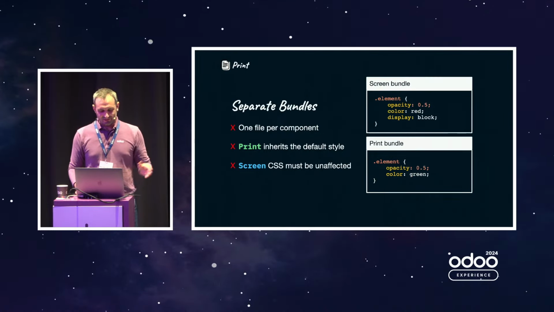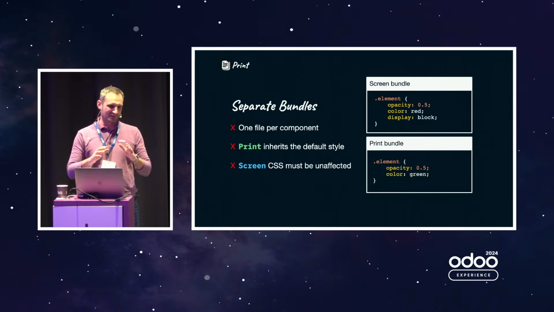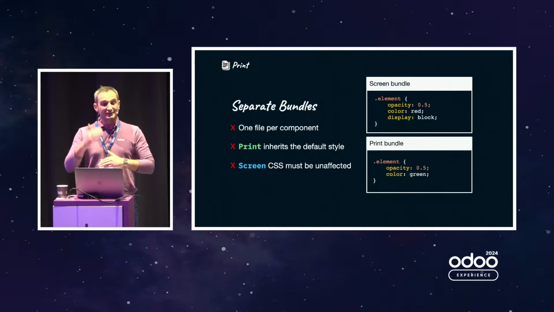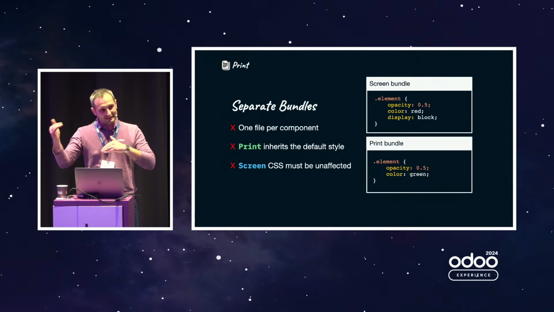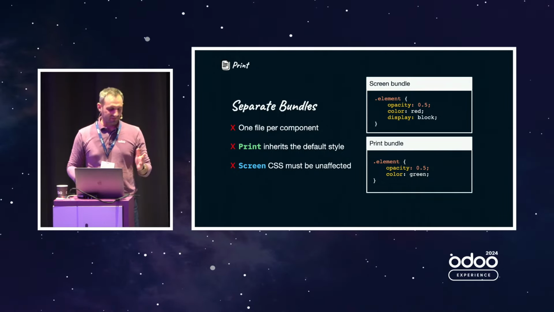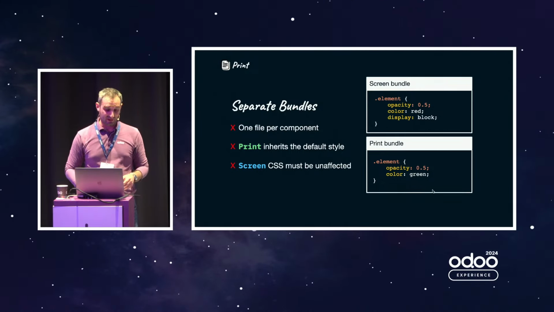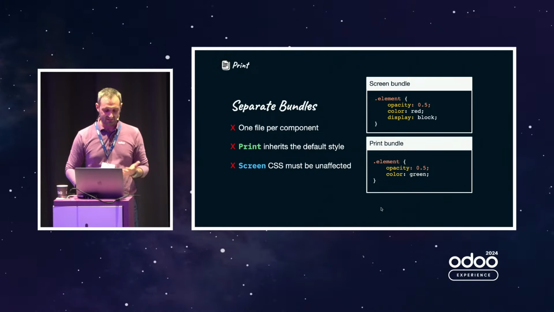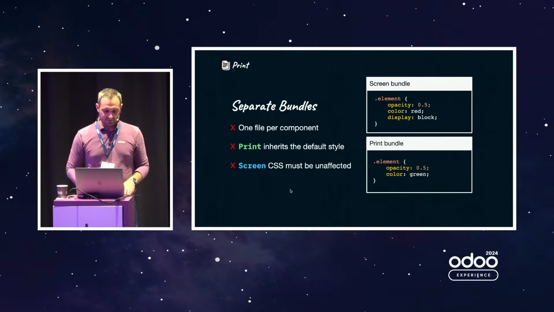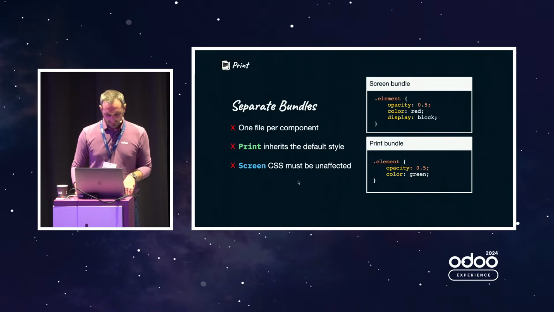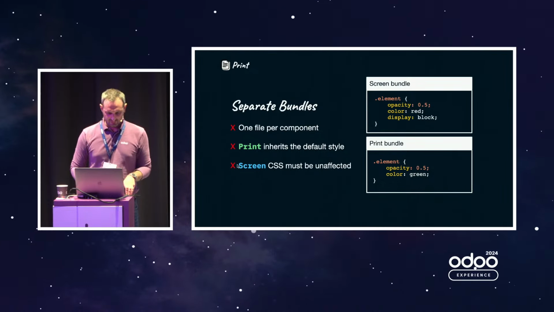So on the other side of the spectrum, we tried something totally different that is actually very bad, having different bundles, one for print and one for screen. And of course, this fails entirely because we have multiple files. We had to recode everything for print entirely, and screen was affected as well. Screen was affected? No, this is actually not true. I should fix that.